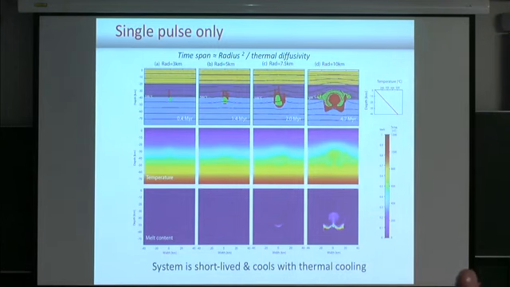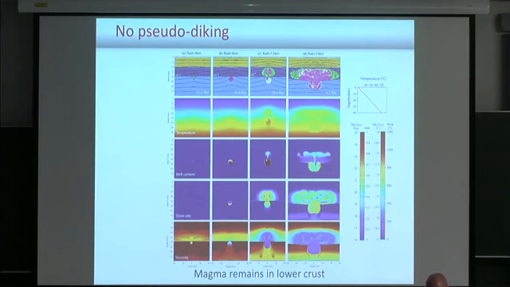So these models give you some kind of insight. What happens if I only do a single pulse and I don't have multiple pulses? Well, the answer is not much. If you have a single pulse that is small, it just cools, crystallizes, and not much happens. And the crystallization time is of course related to the thermal diffusion time scale. What happens if I don't have any of this pseudo-diking active? That's what you see here.